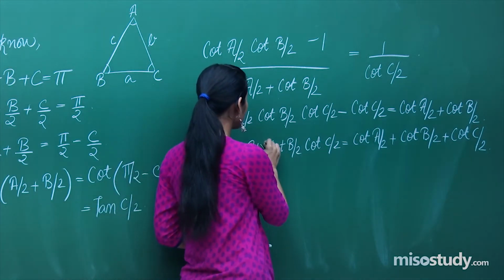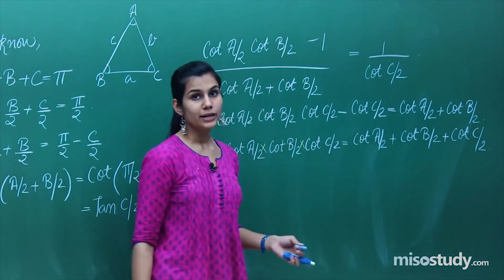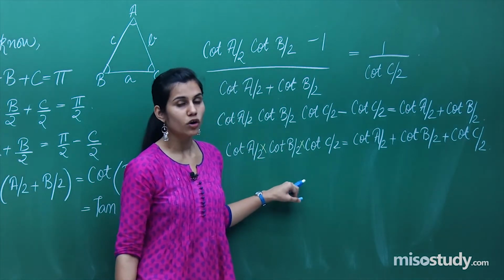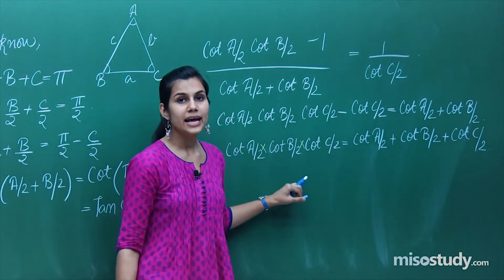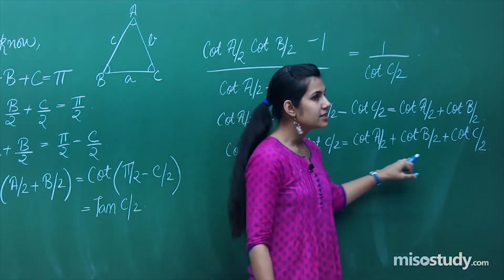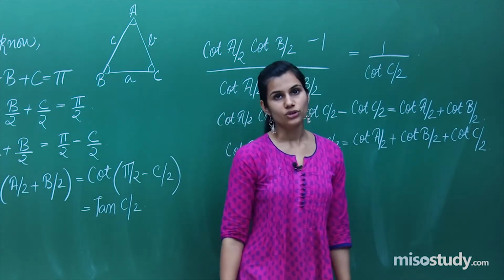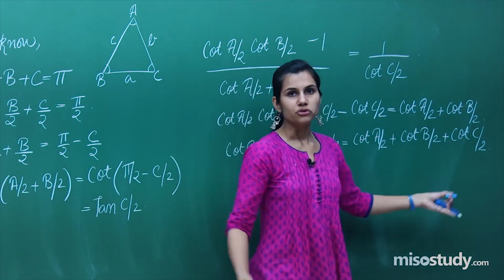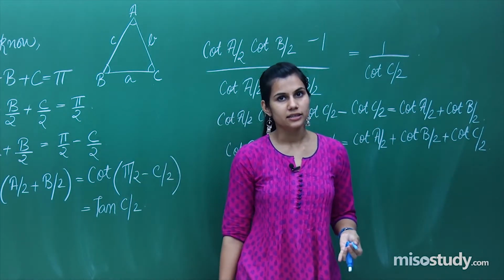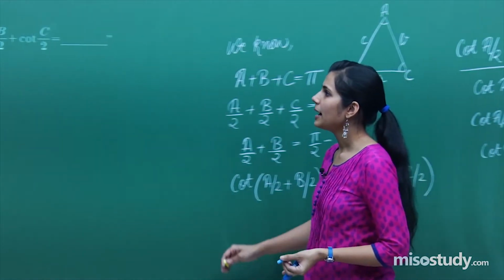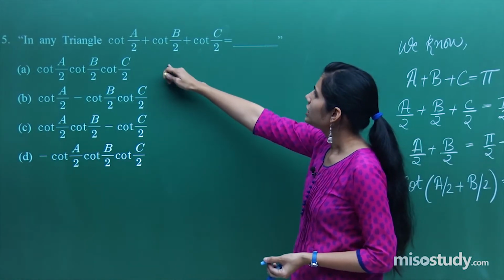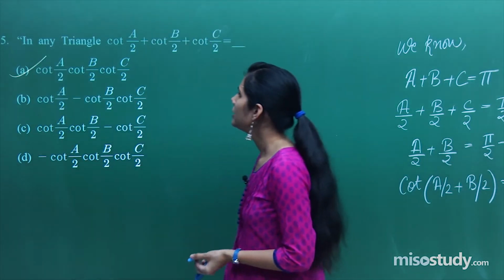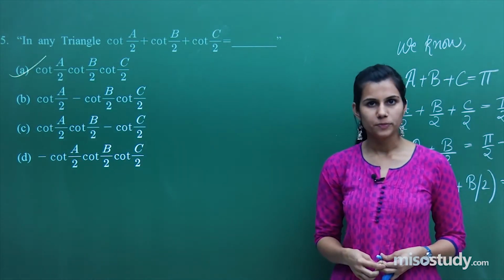Here you are taking the product of cot A by 2, cot B by 2 and cot C by 2, where A, B and C are angles of a triangle. The result is the same as when you add these three quantities. So take the product or add them, you get the exact same answer. Isn't that fantastic? And therefore, your answer happens to be: cot A by 2 plus cot B by 2 plus cot C by 2 is cot A by 2 into cot B by 2 into cot C by 2.